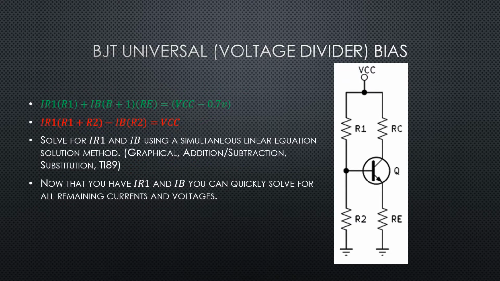So here's the final two loop equations that we can now do simultaneous linear equation solution methods to solve for the IR1 and the IB. And now you could use the graphical method, you could use the addition subtraction method, you could use substitution, but at this point for me, I'm just going to punch it into my TI-89. Now, once I've got IB, I can quickly solve for all the remaining voltages and currents.